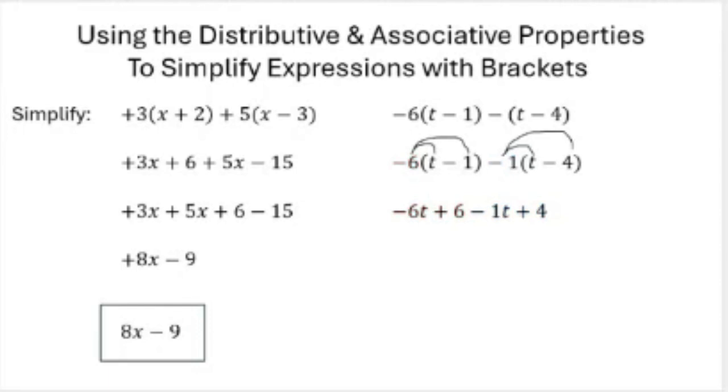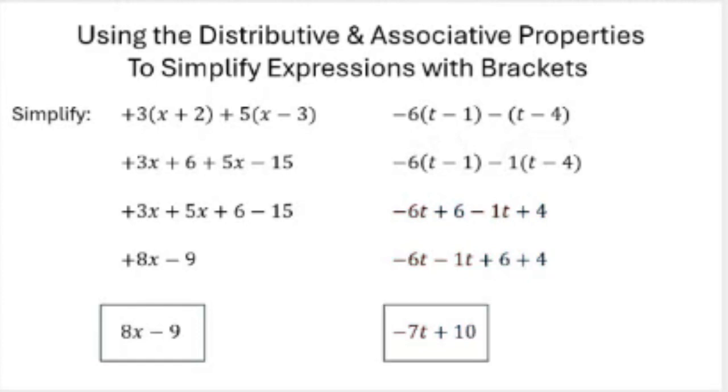Now we are going to recolor, because I'm going to group together the pieces with a t and the pieces without a t so that I can collect like terms. Negative 6t minus 1t, those are both going to the left, so we add those together to get negative 7t. 6 plus 4 going to the right, add them together to get plus 10. And there is that bracket expanded. Negative 7t plus 10, you can't go any further.